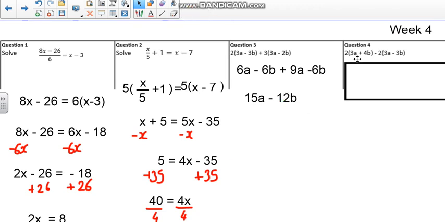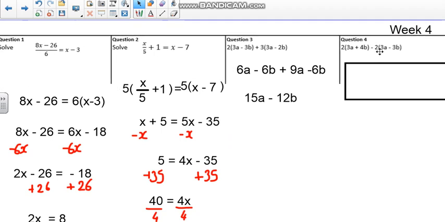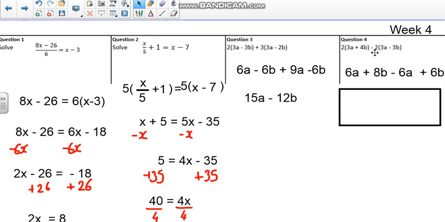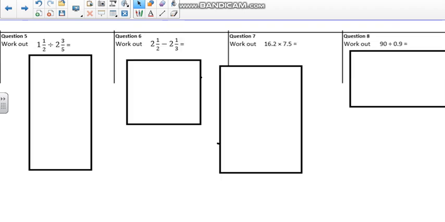Here, same idea, you just need to watch that this is a negative 2, so this bracket here needs to be multiplied by negative 2, which will make that second term plus 6b, because minus 2 times minus 3 is plus 6. What we end up with here is that we've got 6a minus 6a, which gives you nothing, so you're just left with 14b.